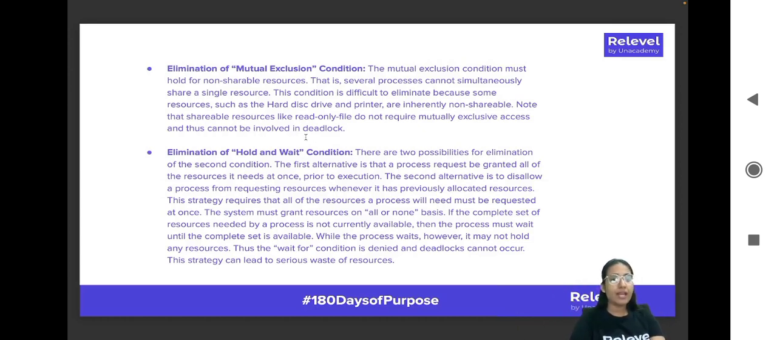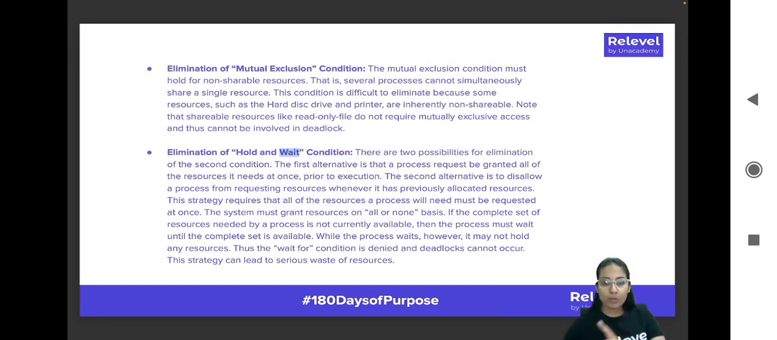Next one is the elimination of the hold and wait condition. The hold and wait condition was that a process is holding at least one resource and requesting a resource as well. So you're holding something and then you're waiting for something else as well. There are 2 ways to make sure that this condition does not happen at all.